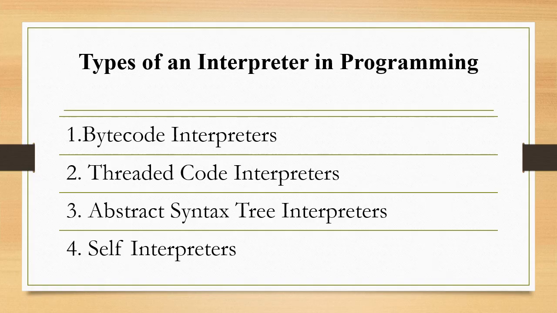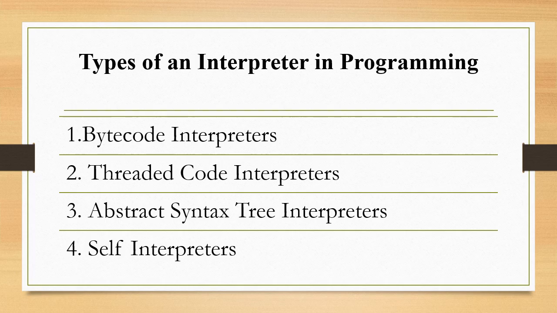Now let's see the types of interpreter in programming. First one is bytecode interpreters. Here the source code is firstly converted into a bytecode, which is a compressed and optimized representation of source code. The bytecode interpreters then execute this compiled code. Here both compiler and interpreter are used.